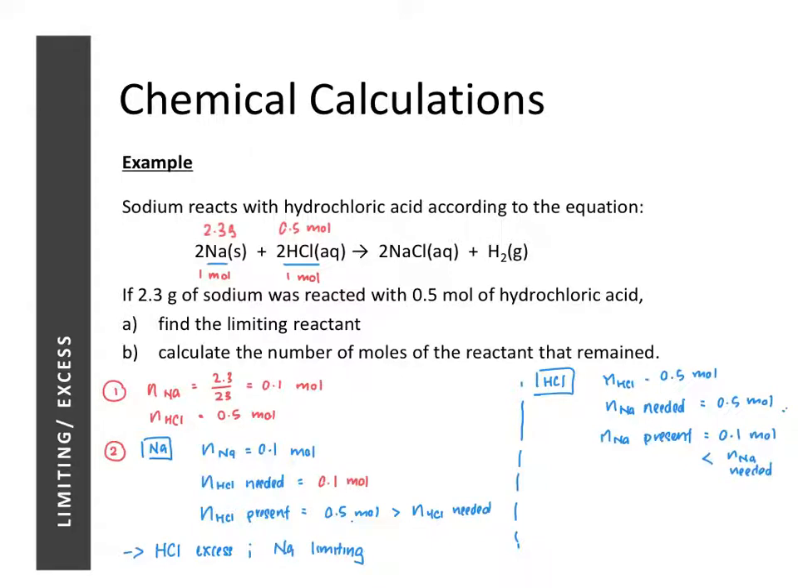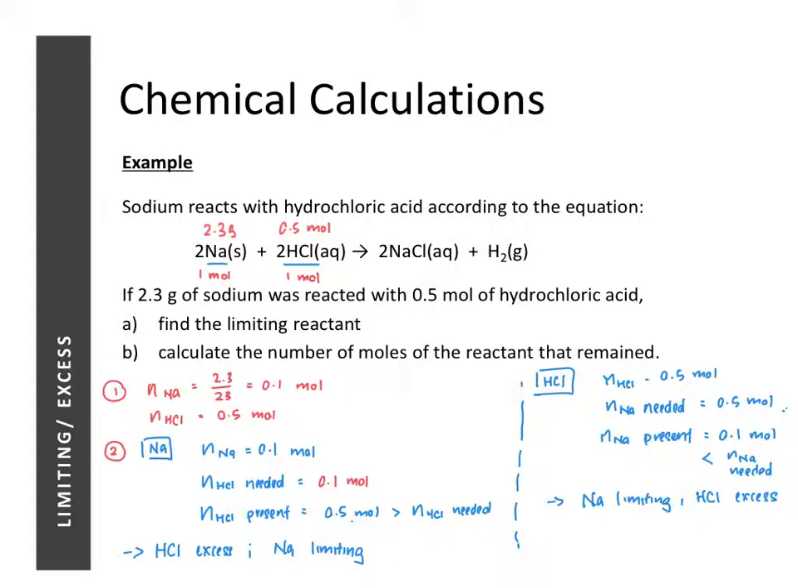Alright, so what does it mean? It means that sodium is limiting. We don't have enough. And then your hydrochloric acid is in excess. So regardless of whether you use sodium or hydrochloric acid for step 2, you will still arrive at the same answer, so no worries. So the limiting reactant, or the limiting reagent, is sodium.